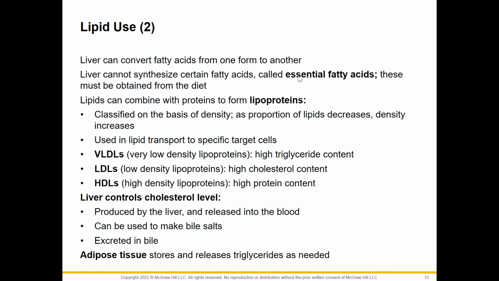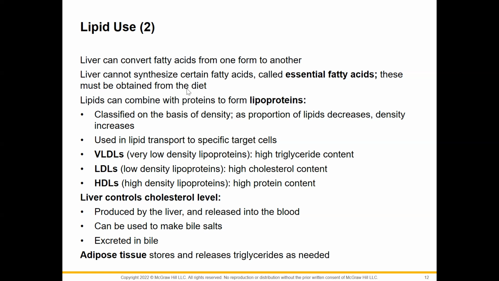And just like before, when we saw essential in front of a term, it basically means that these things must come from the diet. Our bodies cannot make them. Our bodies cannot convert one thing into them because we don't have the right enzymes. We don't have basically the right machinery to be able to do that.